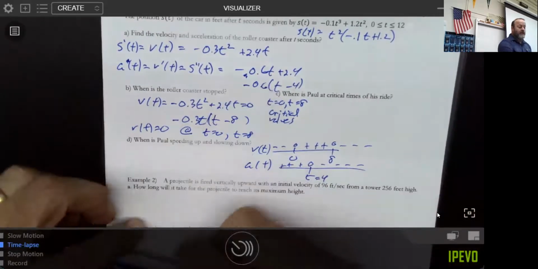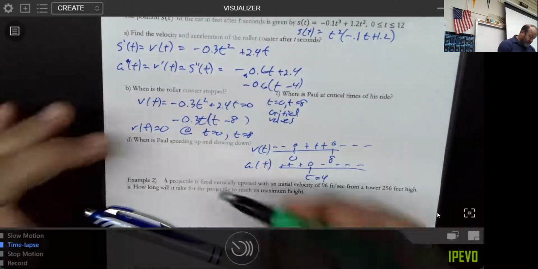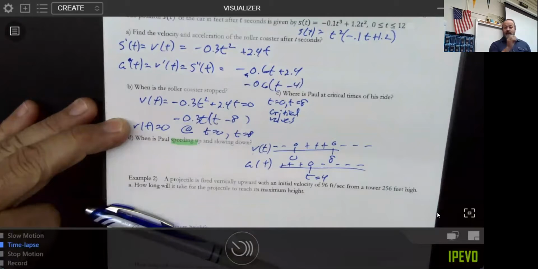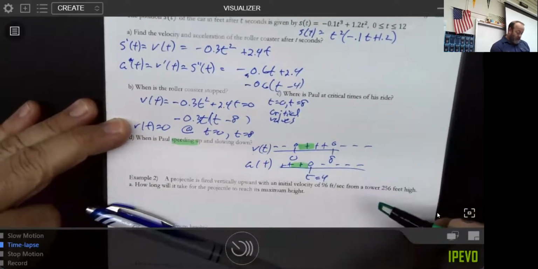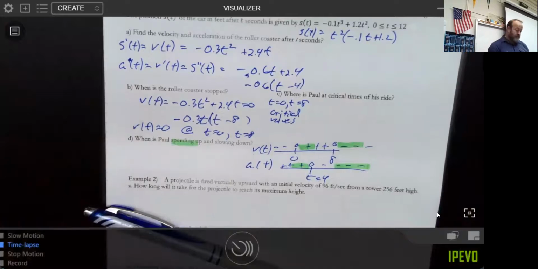So when we're asking the question about speeding up and slowing down, I'm going to use some color here. Speeding up happens when the signs of both the acceleration and the velocity match. In other words, I'm moving to the right and I'm accelerating to the right, or I am moving to the left and I am accelerating to the left.